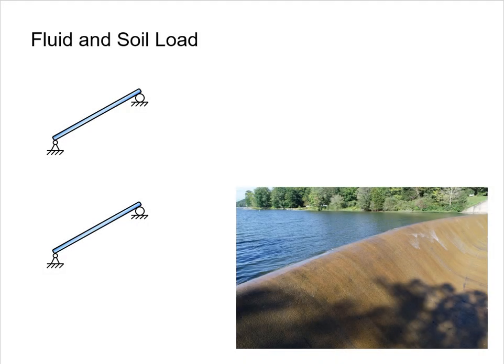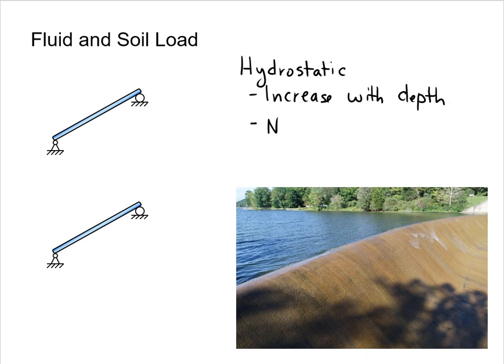Some structures must support significant fluid or soil. Those loads are hydrostatic, so they increase with depth. Because they are hydrostatic, they act normal to the surface. So for an inclined surface, the distributed load would be triangular or trapezoidal. Fluids, like water or granular materials like grain, tend to cause triangular load. If there is a surcharge weight acting on soil, the soil pressure on the structure won't be zero at the surface, so we get a trapezoidal distributed load.